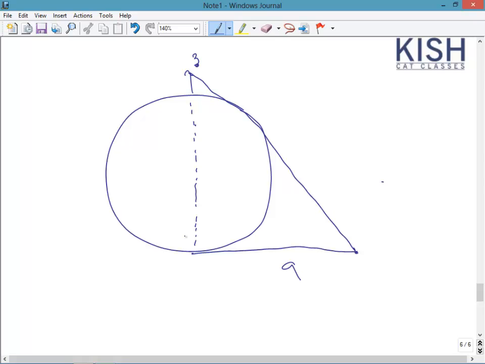Observe this one carefully. This 9 up to this point, it is also 9 because this point is tangent actually. So solve it. If you need additional information, check the question, if any additional information is given.